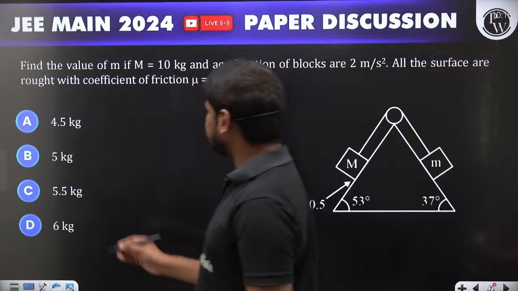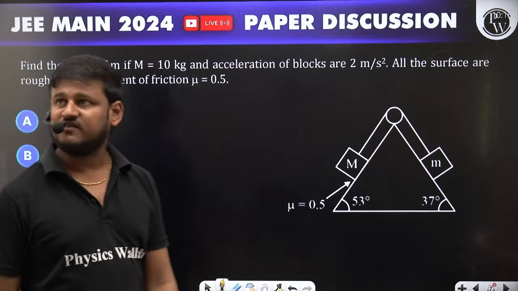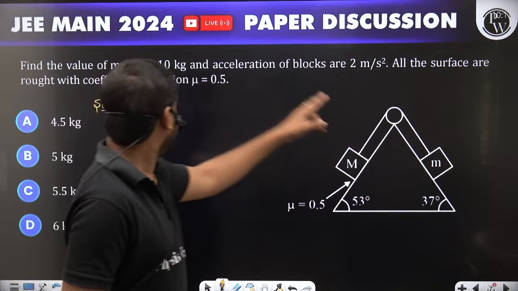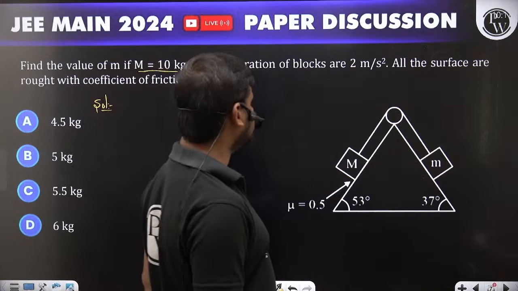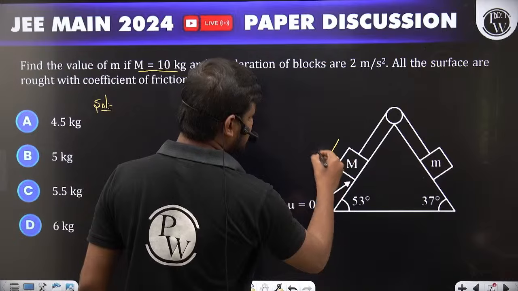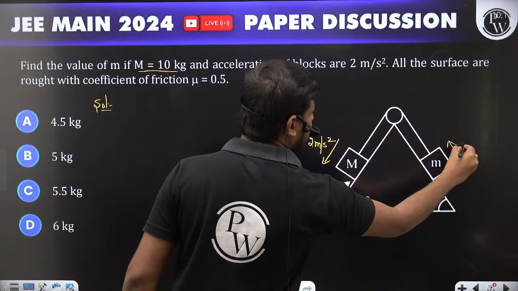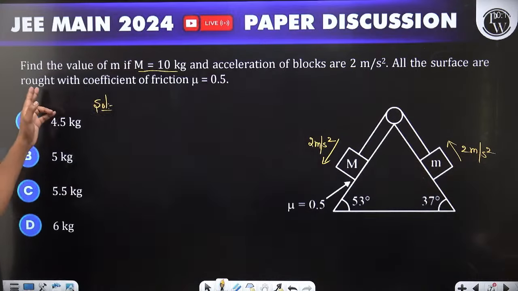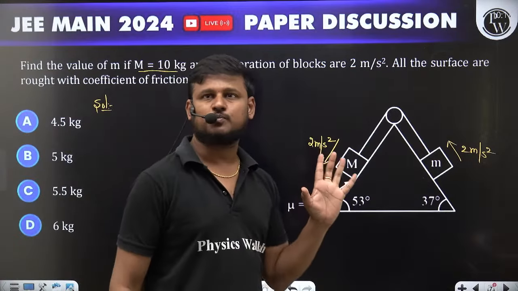So another question, which is from the NLM and friction concept. So here, find the value of small m if capital M is 10 kg and acceleration of blocks is 2 meter per second square. So here the inclined plane is on this side. So that means this is 2 meter per second square and it also accelerates upward 2 meter per second square. The basic understanding. All the surfaces are rough, with coefficient of friction mu equal to 0.5.